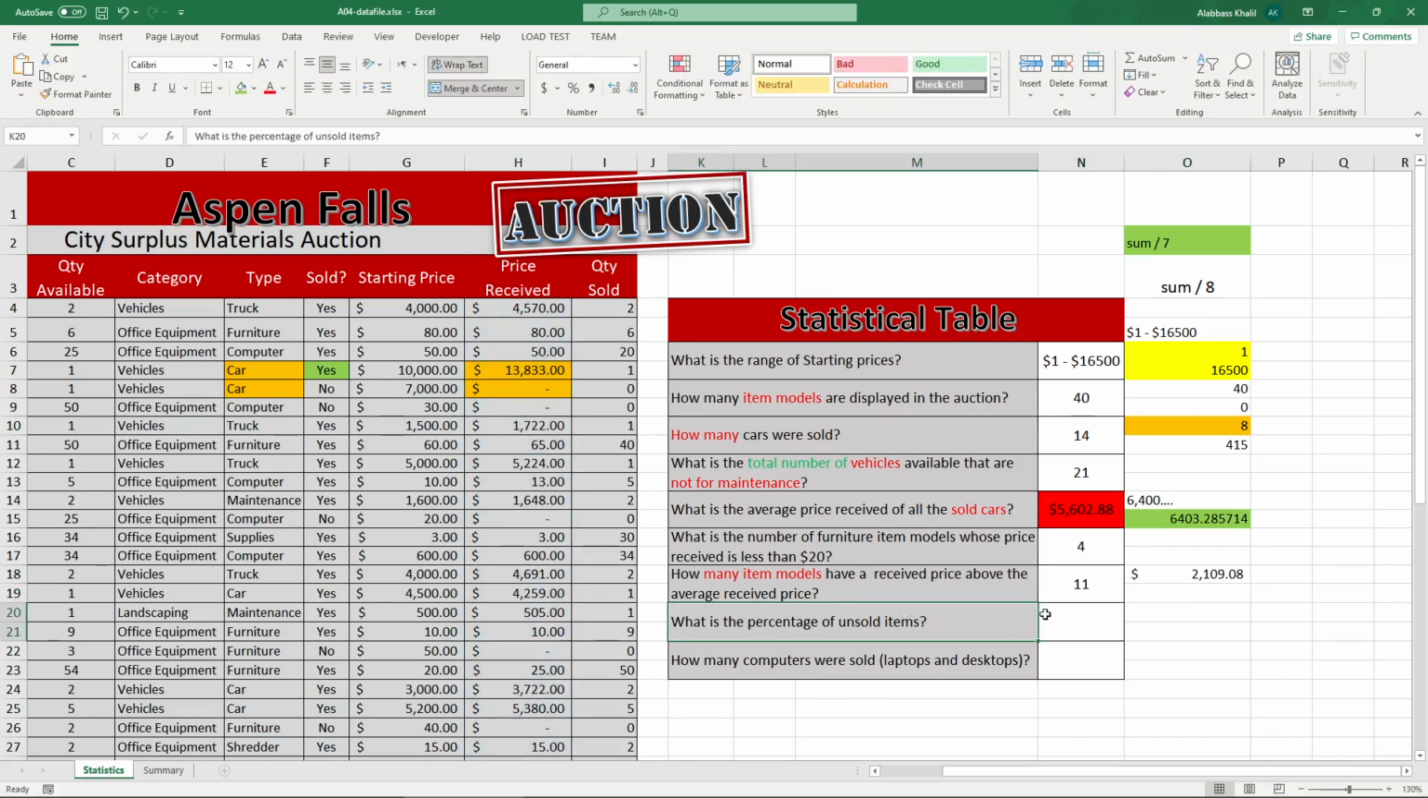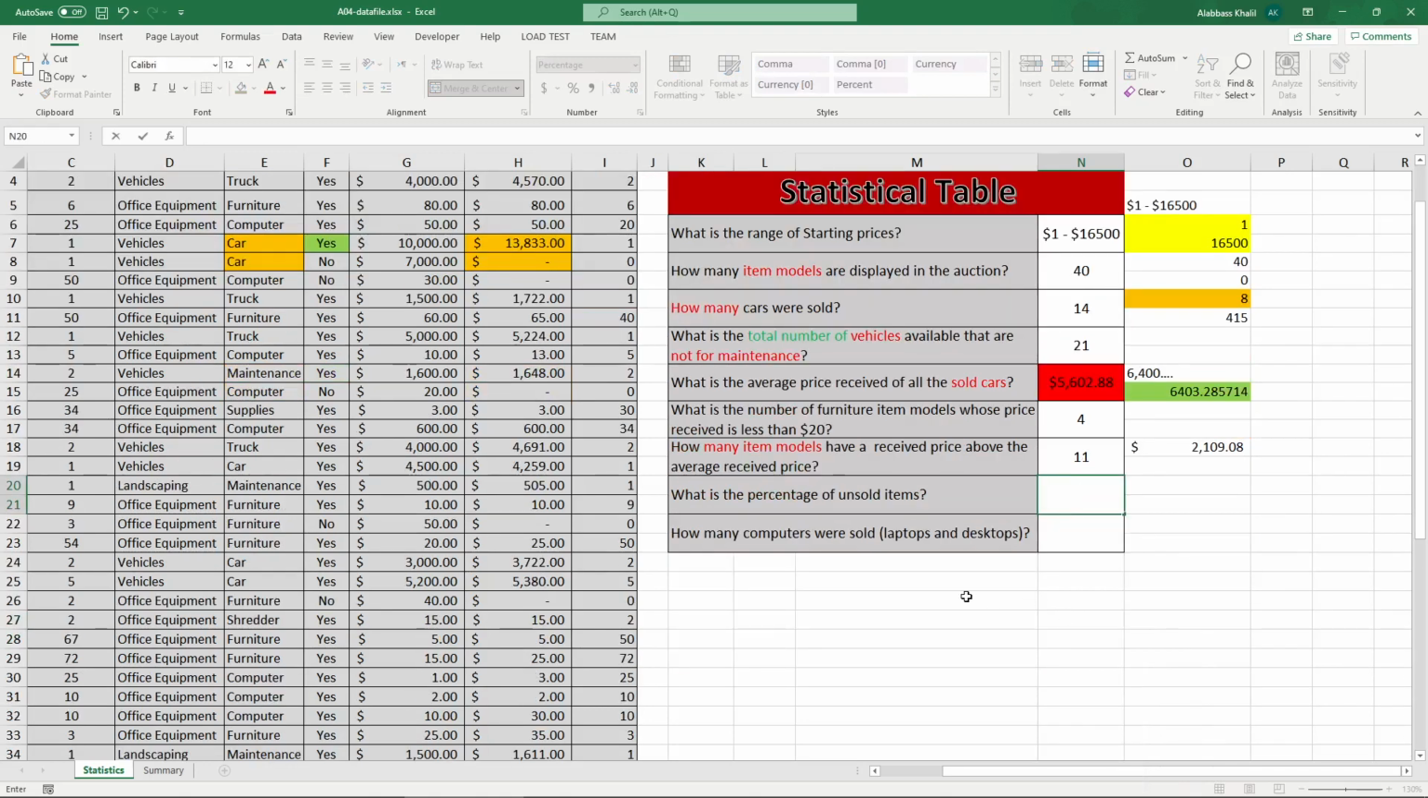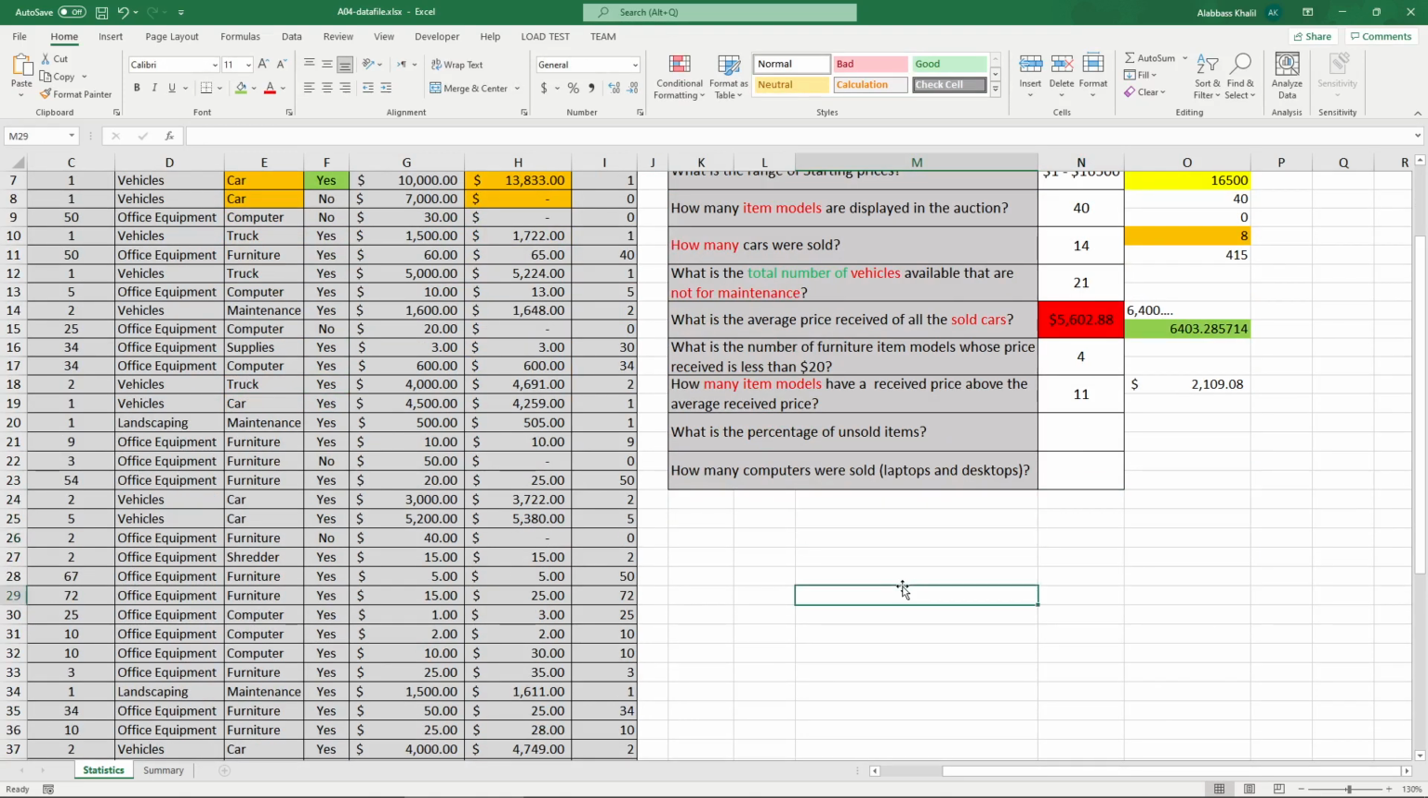Cool. Next, what is the percentage of unsold items? Now, a lot of people had problems with this because, hey, we didn't take a function called percentage, or maybe there is and we don't know about it, etc. No problem. Think of it. How do you calculate the percentage of anything? Like if I told you, well, you have 15 red balls, you have 15 blue ones, and you have maybe 10 green ones, and I told you what's the percentage of red balls in here.